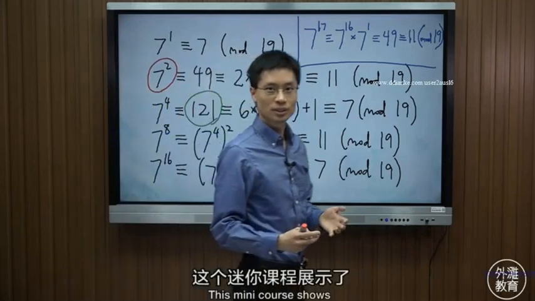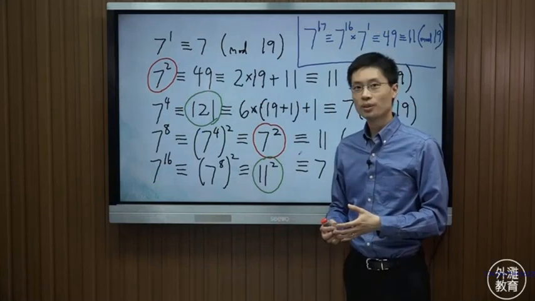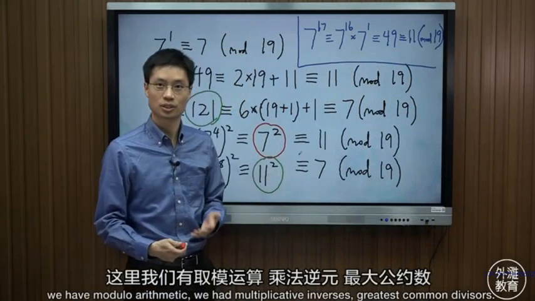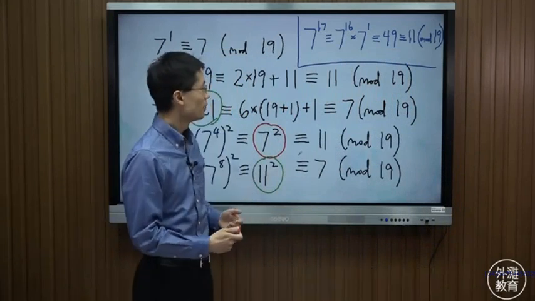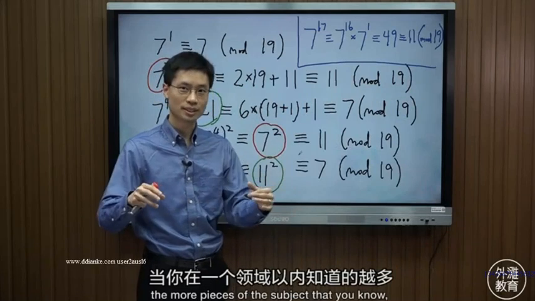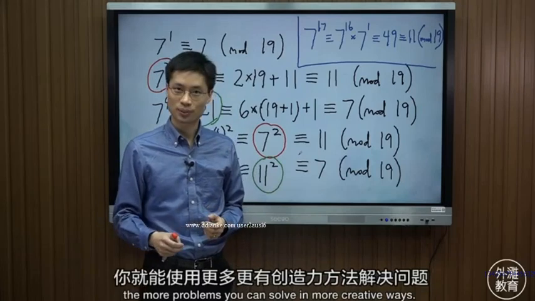This mini course shows how lots of different concepts are connected to each other. We have modular arithmetic. We had multiplicative inverses, greatest common divisors. And in the end, the more pieces of the subject that you know, the more problems you can solve in more creative ways.